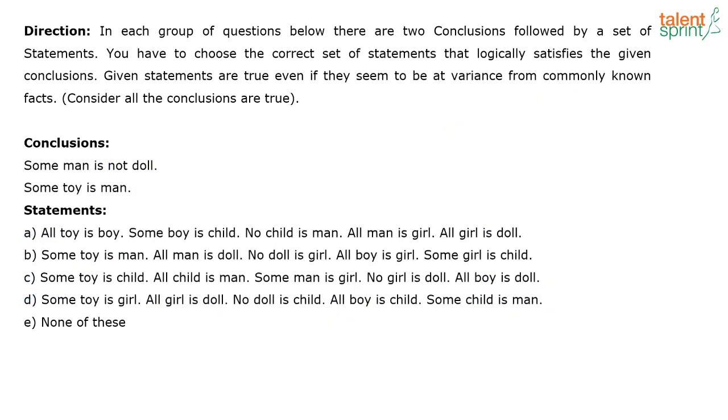Next question. Again on reverse syllogisms. Conclusions given. Some man is not doll. Some toy is man. So first statement says all toy is boy. Some boy is child. No child is man. All man is girl. All girl is doll.